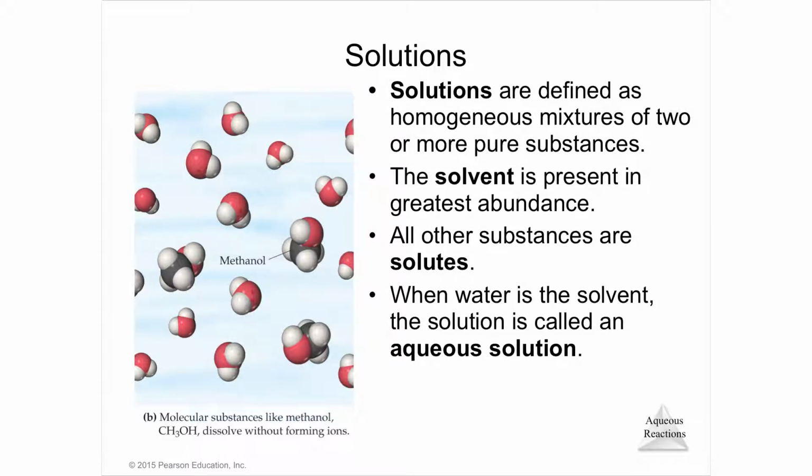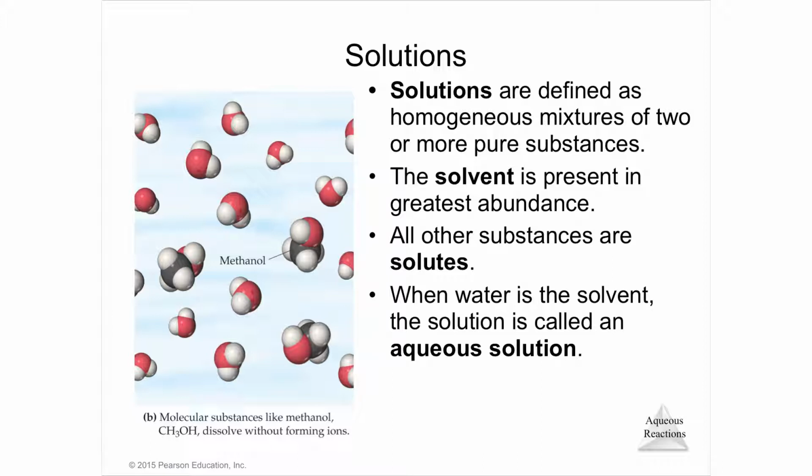Section 4.1 General Properties of Aqueous Solutions. A solution is a homogeneous mixture of two or more substances. Remember, homogeneous means that everywhere you look, it's exactly the same. So it would be like Kool-Aid. Everywhere you look, you have the same color, the same sweetness, the same everything.